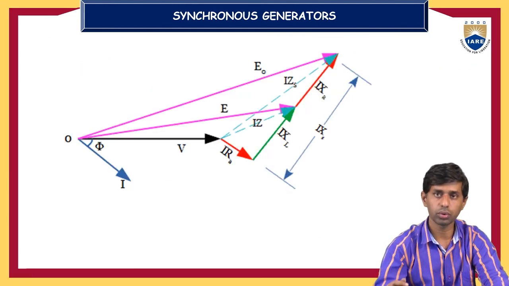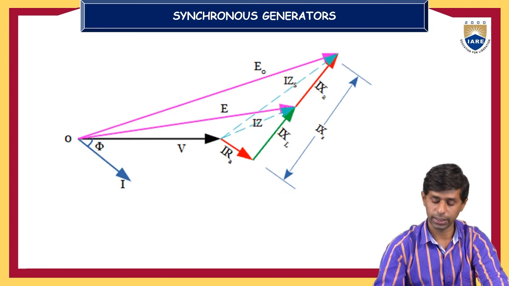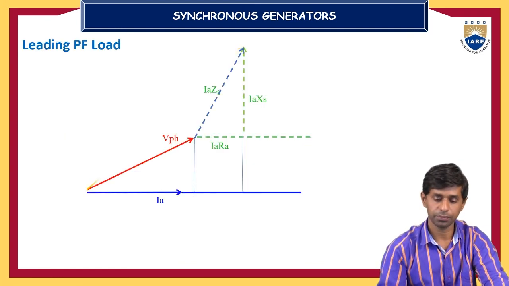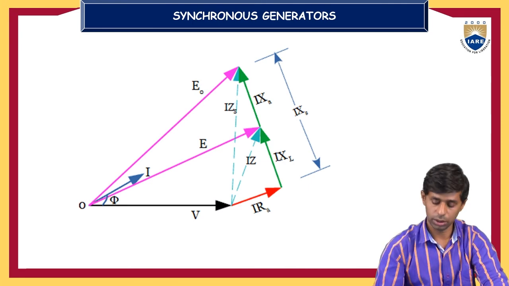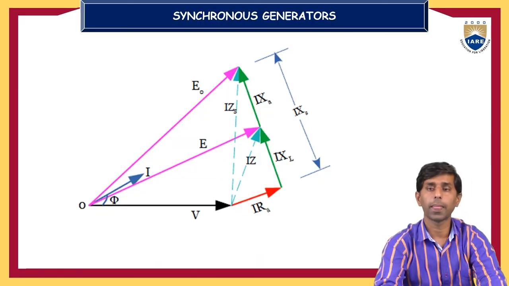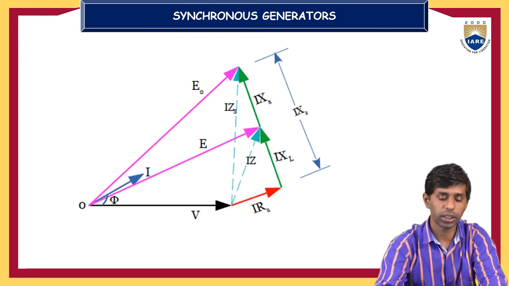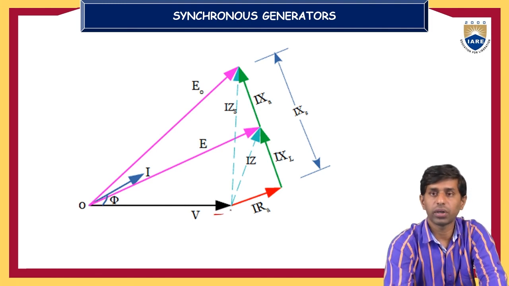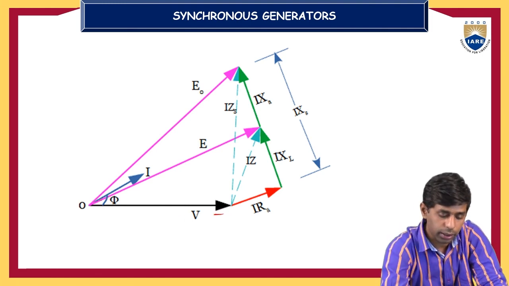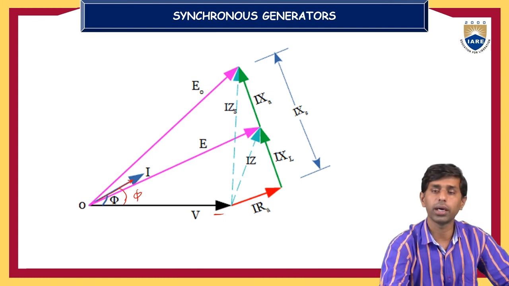Similarly, you can also express this by splitting the XS drop into XL as well as XA. That is a similar phasor diagram. And you can also express the alternator induced EMF for the alternator under leading power factor loading condition. Here I am showing V phase as a reference vector and current I is a leading vector because it is a capacitive load, that is a leading power factor loading condition.